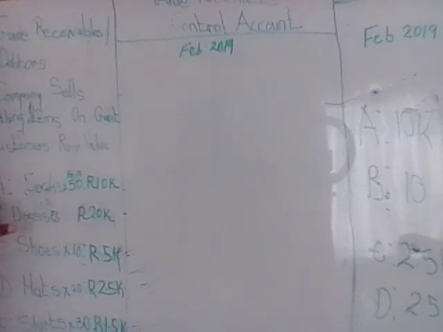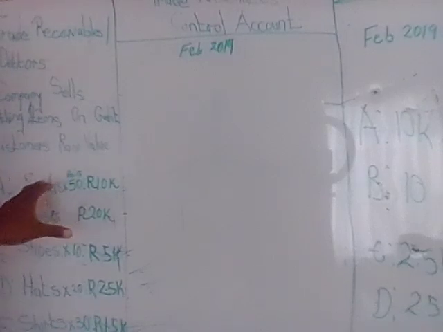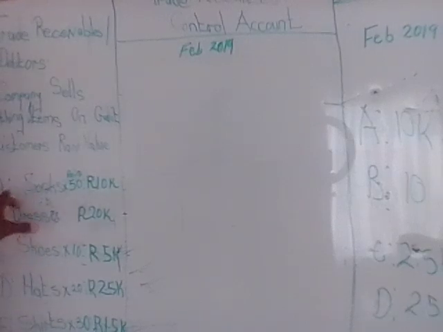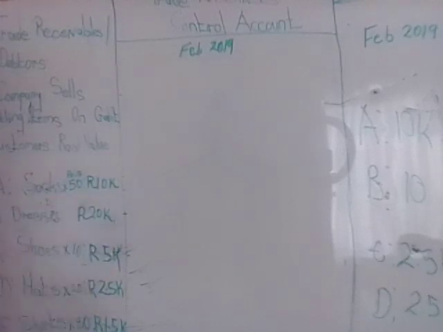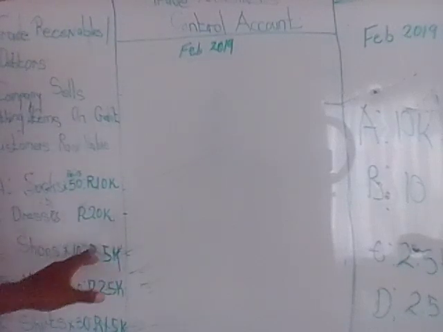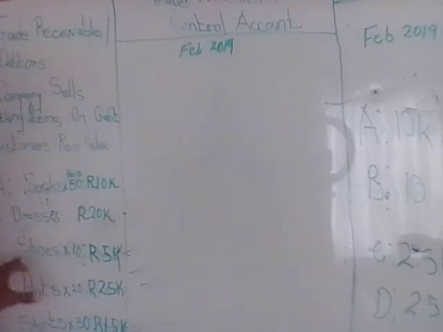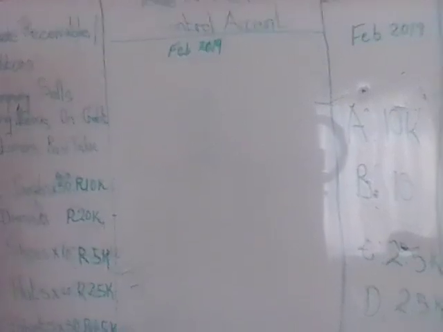So I've got customer A, customer B, customer C, customer D, customer E. These are our retail customers in the retail industry selling clothing items. So they made purchases from us. Customer A made purchases of socks for 10,000 Rand, followed by B, 20,000 Rand for dresses, 5,000 Rand for C for shoes, 2.5 thousand Rand for hats for D, and 1.5 thousand Rand for shirts for customer E. That's basically where we are.